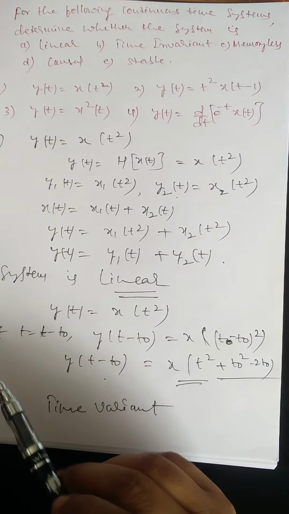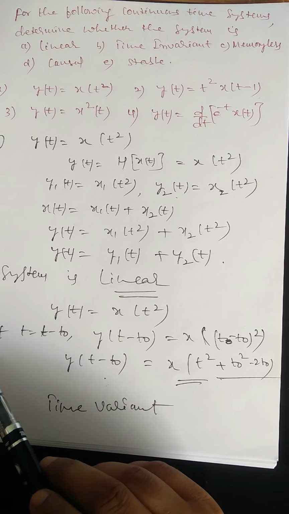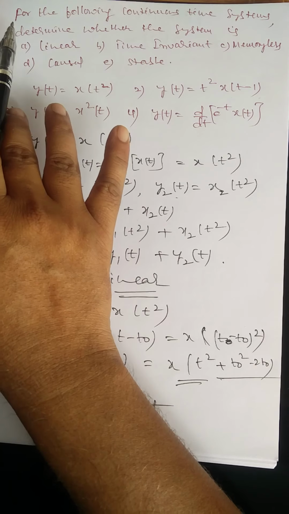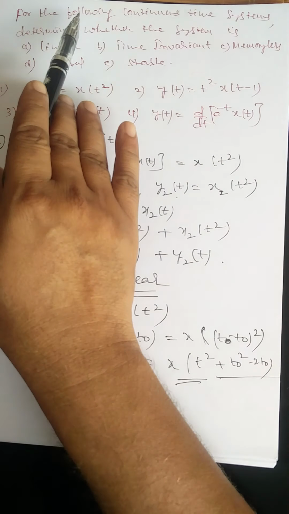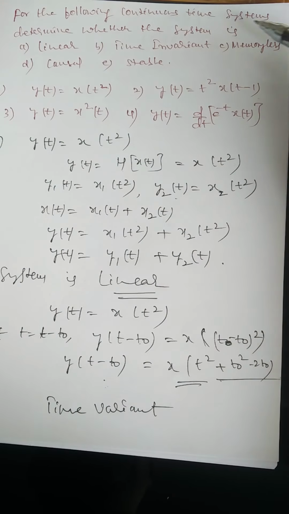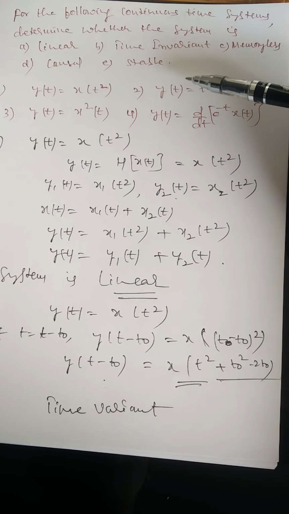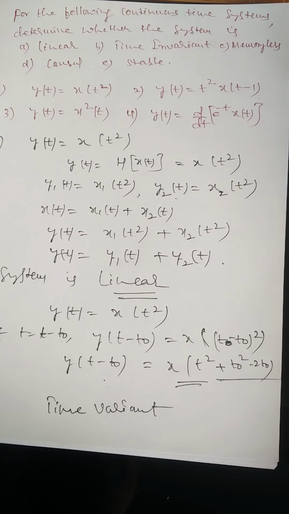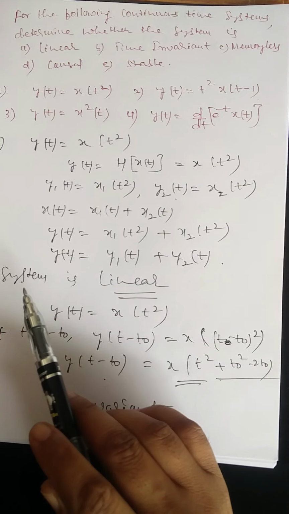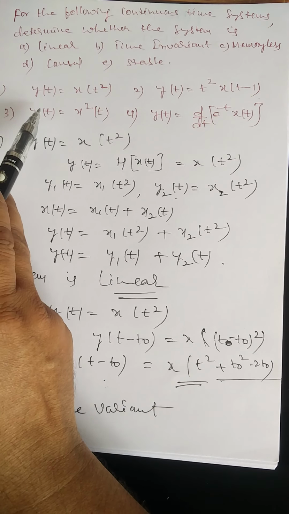Students, now I am solving the problem on properties of systems. Here the question is, for the following continuous time systems, determine whether the system is linear, time invariant, memoryless, causal and stable. There are four questions I have taken here.